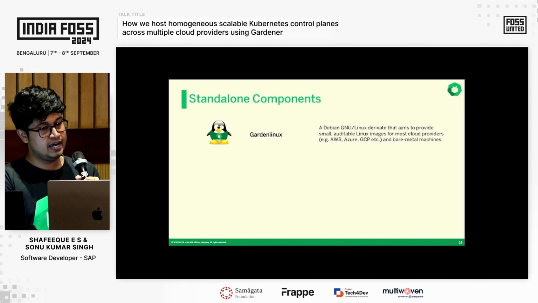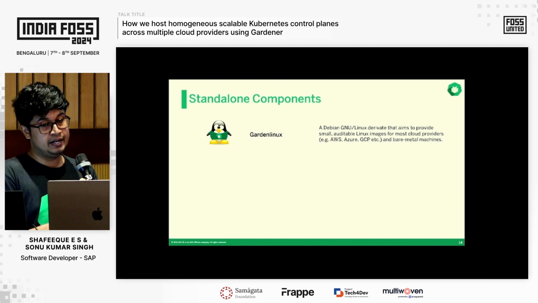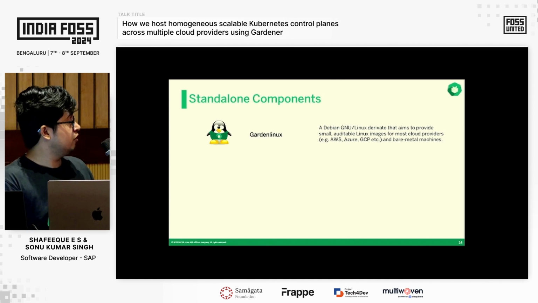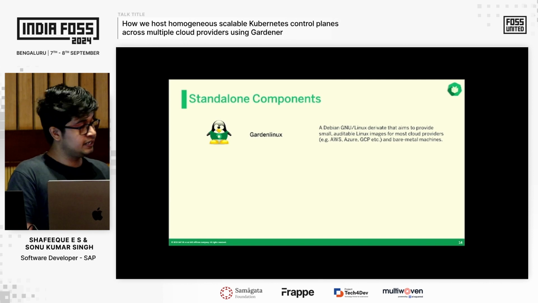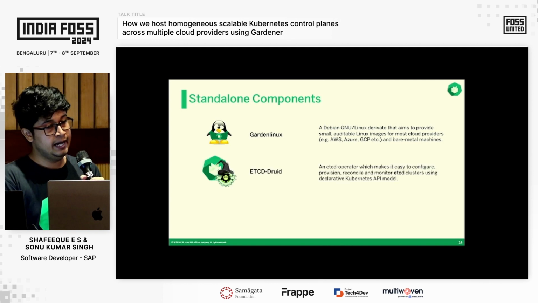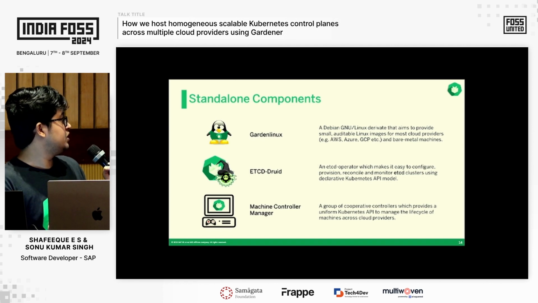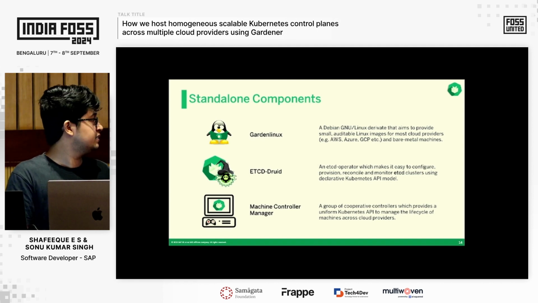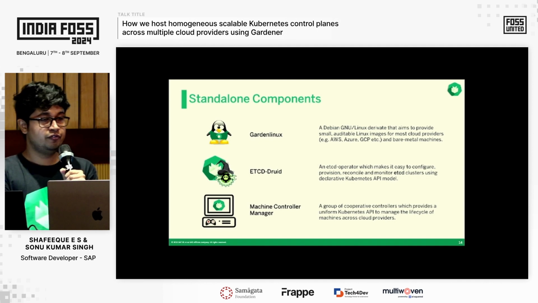And in Gardener, we also have more in-house components that are designed to work particularly with Gardener, that are part of every hosted control plane, but that can also run independently outside Gardener. So we have Garden Linux, which is a Debian derivative, and it has a lot of customization features. And then we have etcd Druid, which is an operator used to configure, provision, reconcile, and monitor etcd clusters. Then we have the machine controller manager, which provides a uniform Kubernetes API to manage the lifecycle of machines across cloud providers. And we'll move on to the features of Gardener.